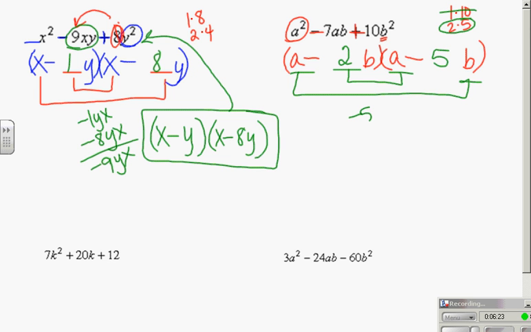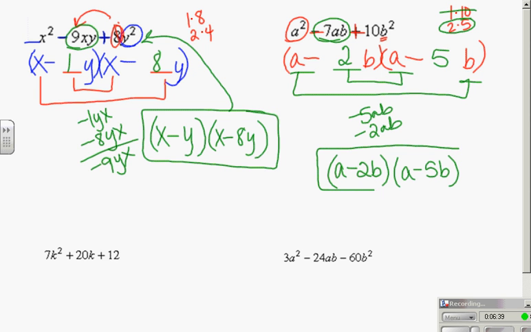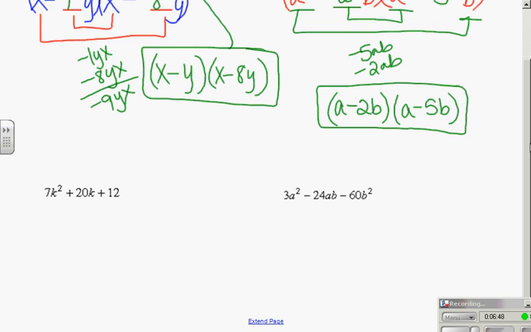And so if I put a 2 in here and a 5 in there, and I check my outside term, minus 5ab, and my inside term, minus 2ab, I get negative 7ab. So my factored form is a minus 2b times a minus 5b. And those are the two numbers that were multiplied together to form that trinomial.